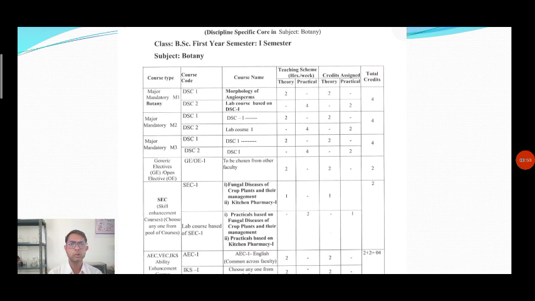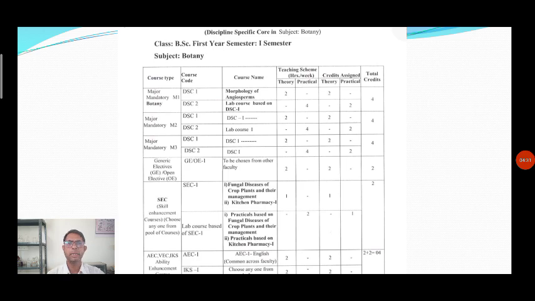Now some students have selected kitchen pharmacy, and in this regard I am going to talk about the kitchen record in upcoming lectures. Based on this SEC 1, that is skill enhancement course 1, there is also an SEC 1 practical, or lab course. This lab course is based on kitchen pharmacy, or on fungal diseases of crop plants.